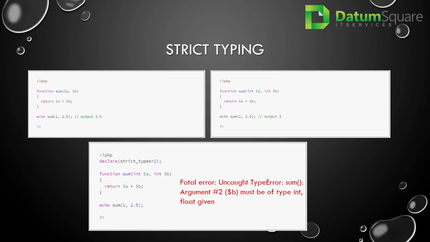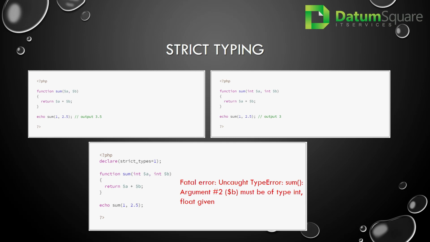The program in picture 1 is used to find the sum of two given numbers. So the output is 3.5. Now we are going to add type declaration to our function arguments. Now you will get the output as 3. Why? PHP automatically changes the type of input arguments to int data type. This is called the coercive mode.